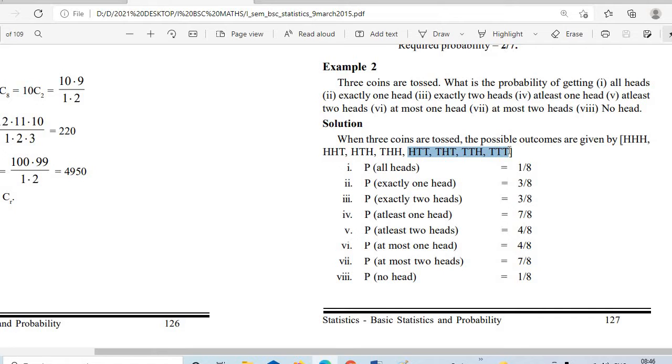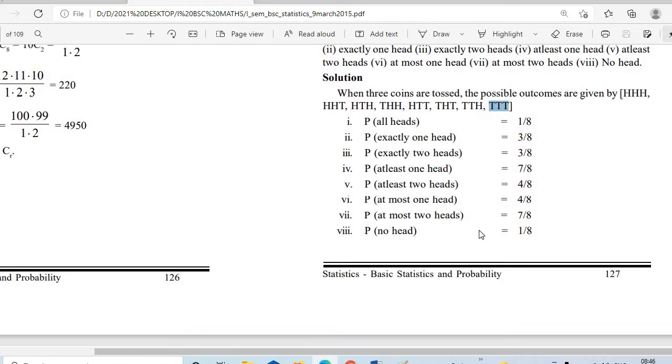Then at most 2 heads. That is, there are 7 possibilities. 7 by 8. No head. No head means TTT. So 1 by 8. So these are the probabilities.